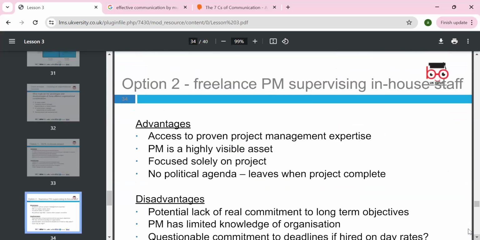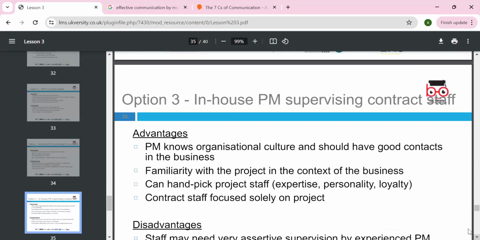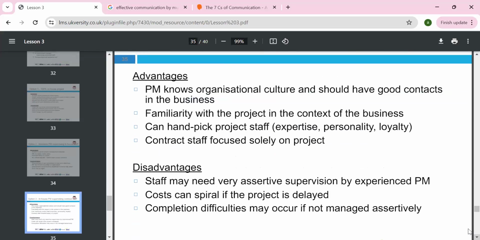Option two: a freelancer project manager supervising in-house staff. Assess the proven project management expertise. The PM is highly feasible, and a disadvantage can be lack of communication. So you have to look around the project and in-house supervision. Whatever you do really has advantages and disadvantages. You have to pick those and make sure what suits you, and communication needs to be effective. We can look around the staff, who may not be very assertive, supervision by experienced project managers, cost, and delayed completion difficulties. So these are very crucial as a project manager.